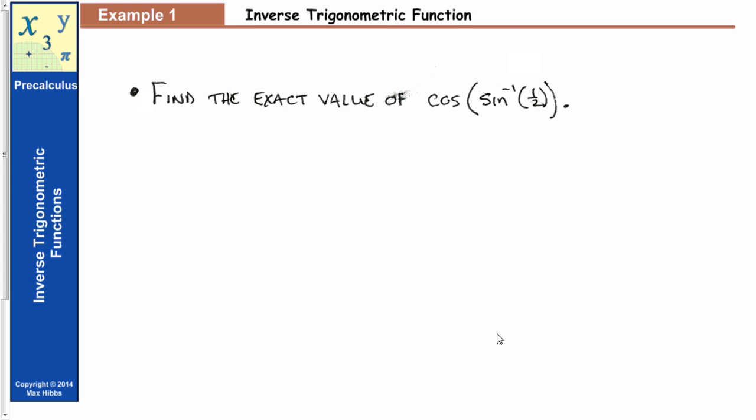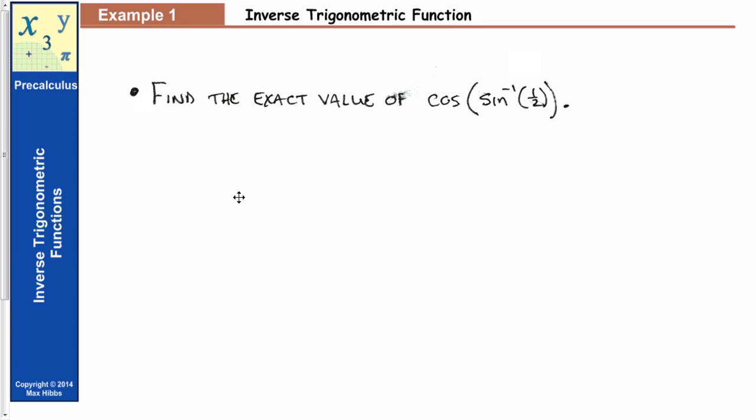Well, we are going to continue our discussion of inverse trigonometric functions here. And you can see our first problem is to find the exact value of the cosine of the inverse sine of 1/2. And what makes this different than what we've done in the past is we're mixing trig functions. Previously, we'd have cosine of inverse cosine or sine of inverse sine, but never something like cosine and inverse sine together.